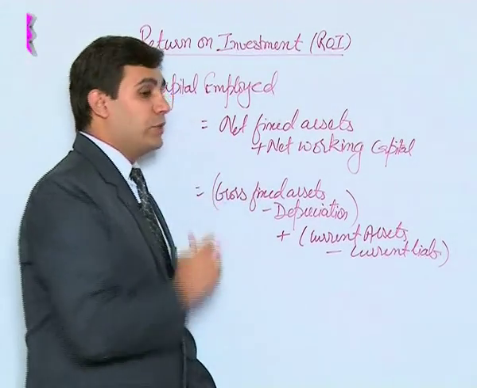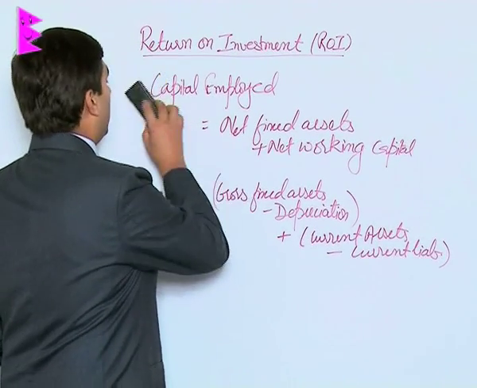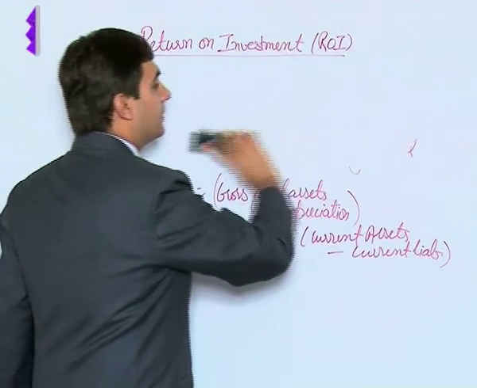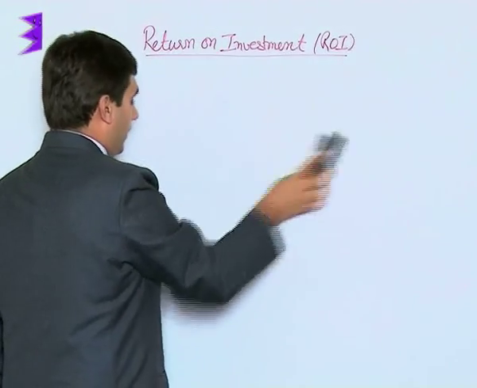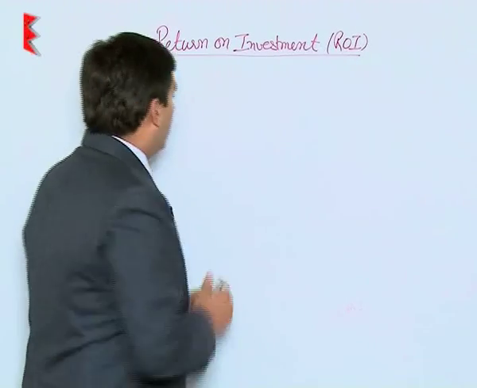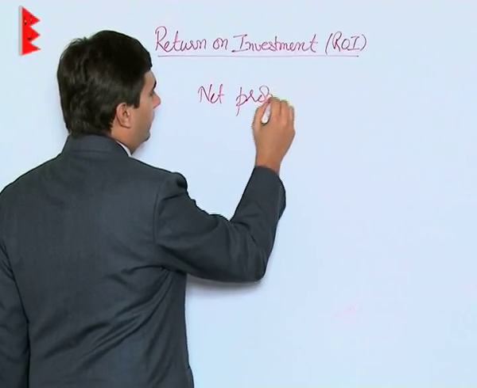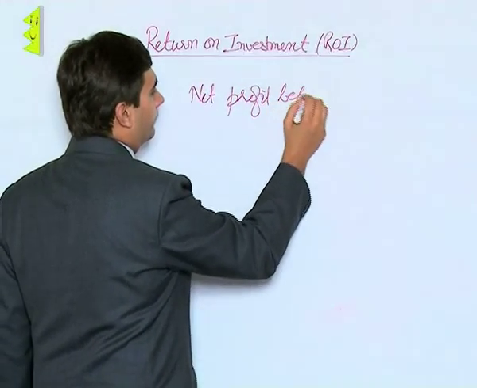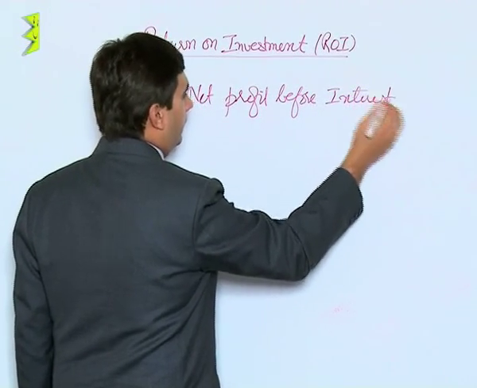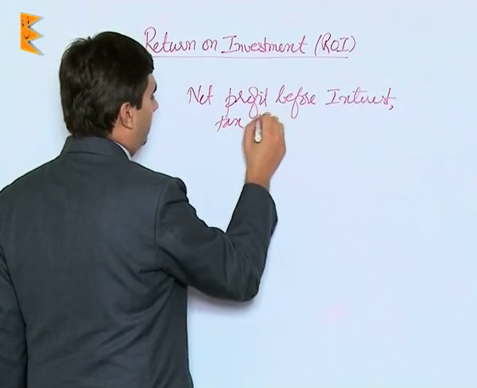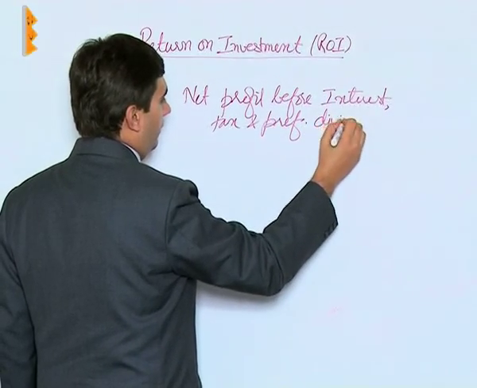Now let us come to the numerator part. The numerator was net profit before interest, tax and preference dividend. That is very clear. Net profit before interest, tax and preference dividend.